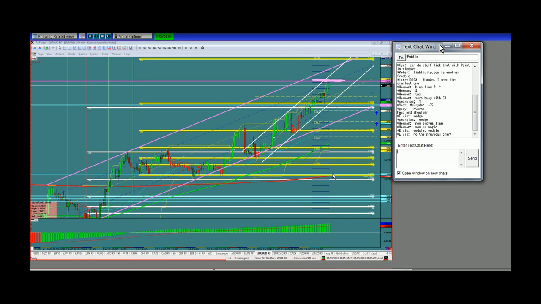The harder you work, the luckier you're going to get. Why did this trade work? Can everybody see why this trade works? What is that? Wide open spaces. Trade in the wide open spaces.